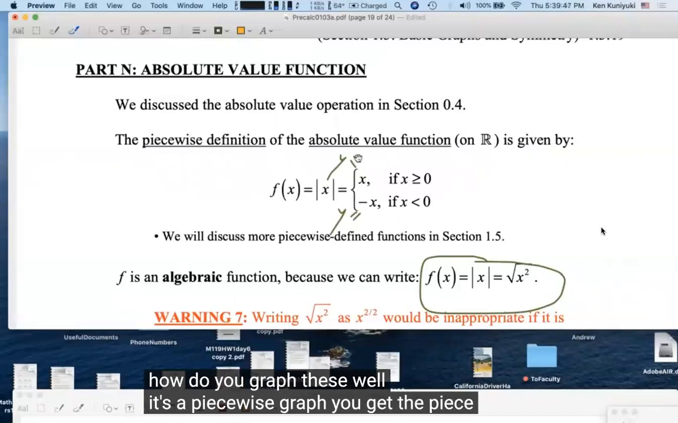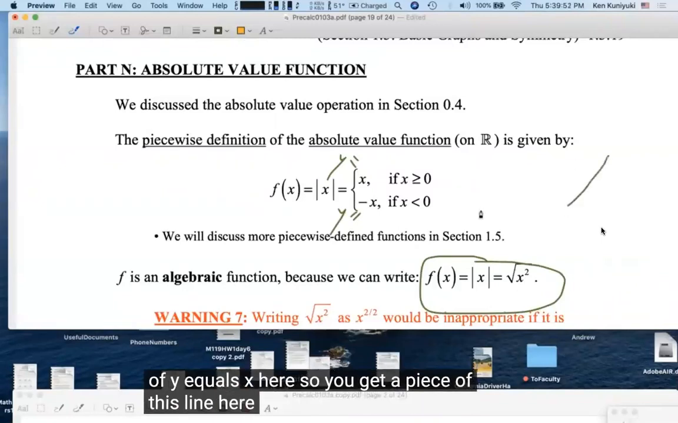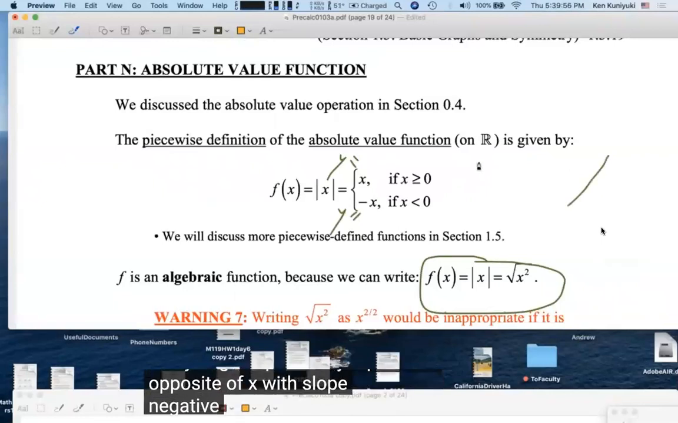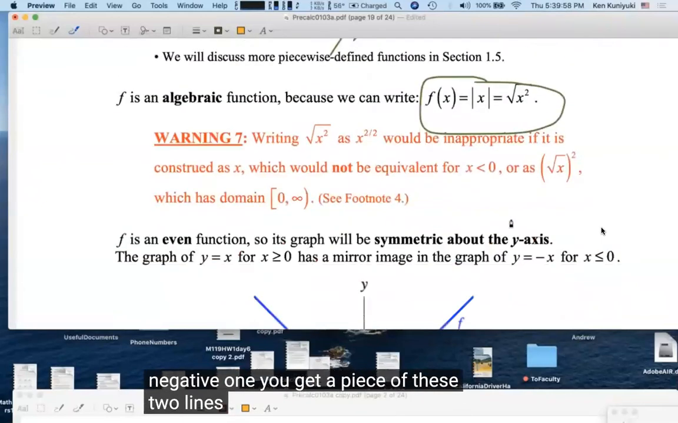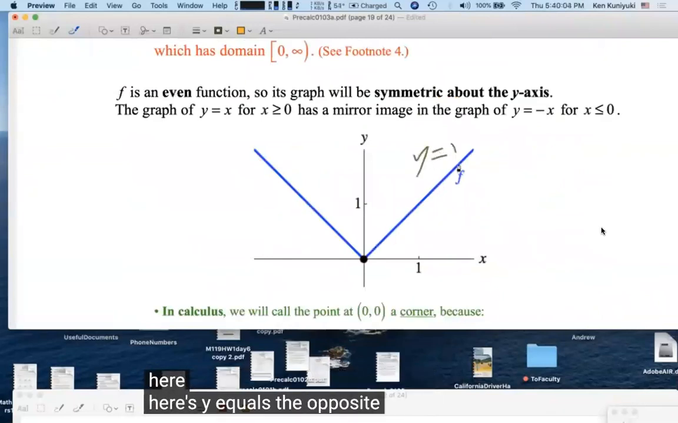You get the piece of y equals x here, so you get a piece of this line, and you get a piece of y equals the opposite of x with slope -1. You get a piece of these two lines, and they come together at the origin. Here's y equals x over here. Here's y equals the opposite of x over here.